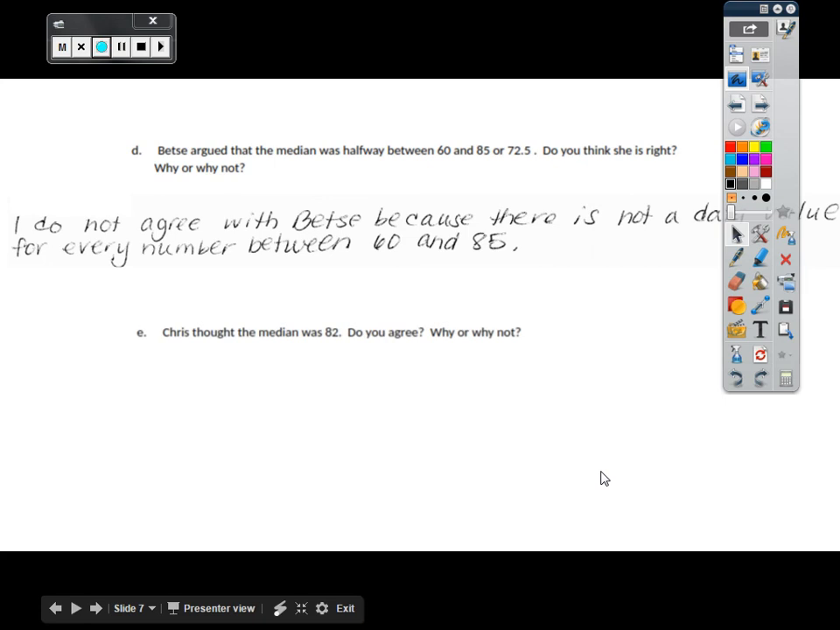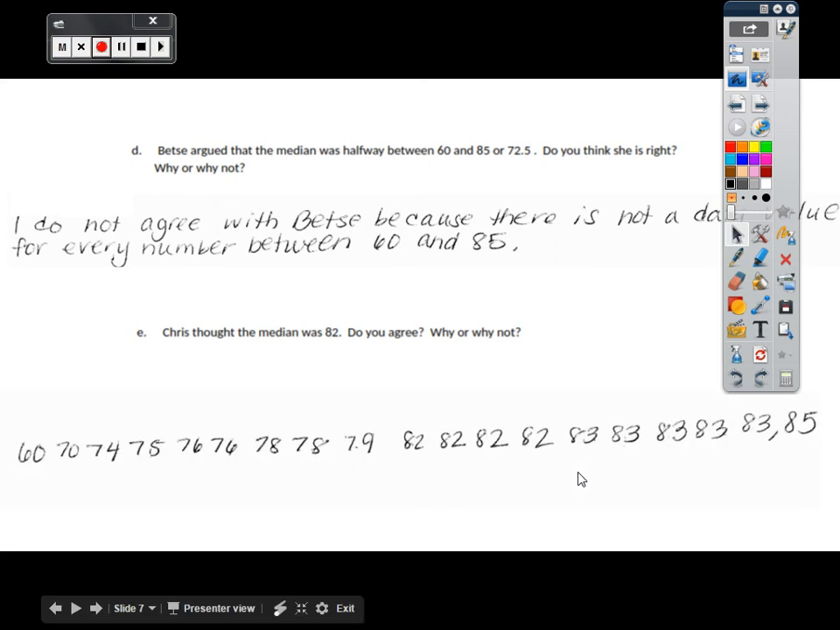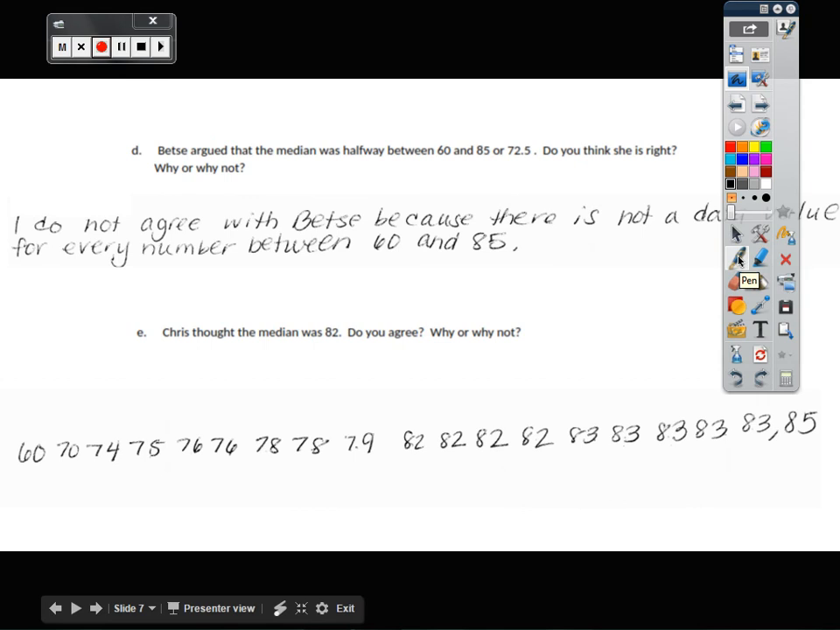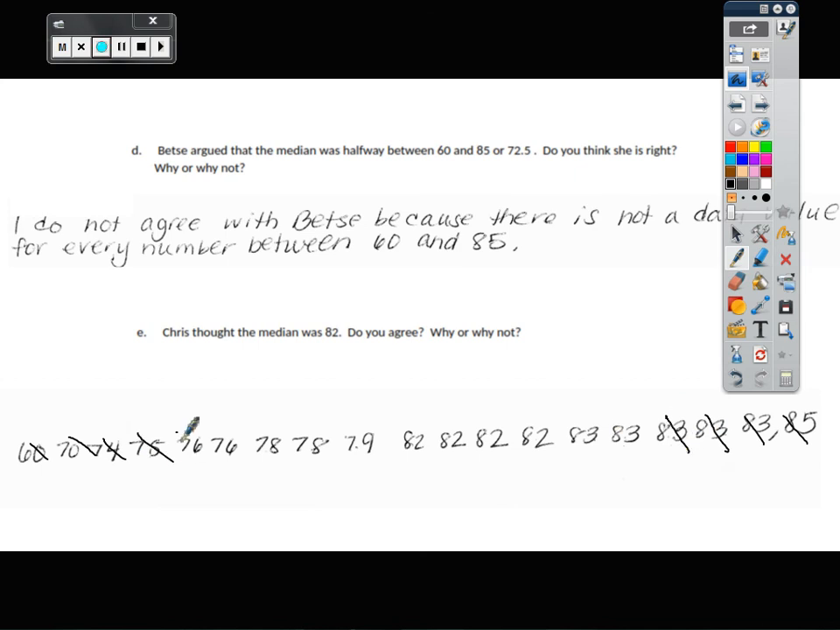E. Chris thought the median was 82. Do you agree? Why or why not? The first thing I would do with your partner is list the numbers like this in least to greatest order to calculate the median. If you calculate the median correctly, you will do something like this. There is only one median, and Chris is correct. It is 82.